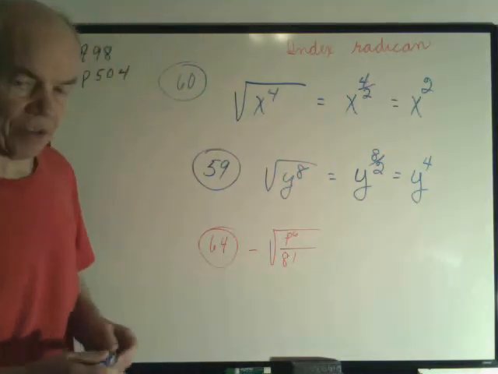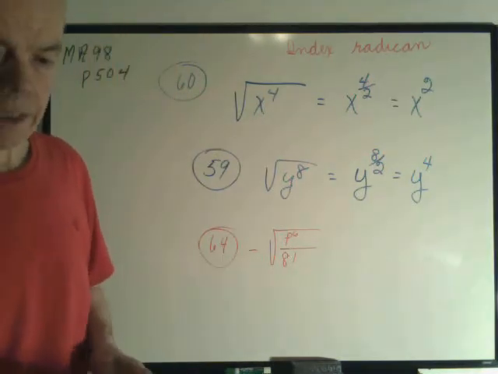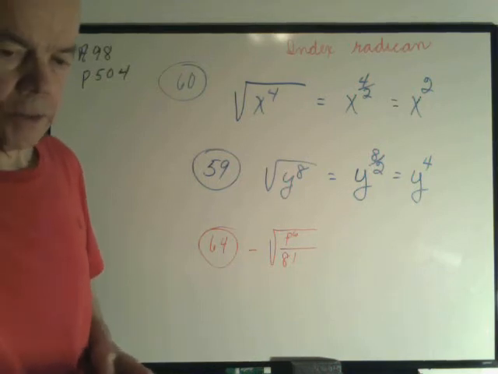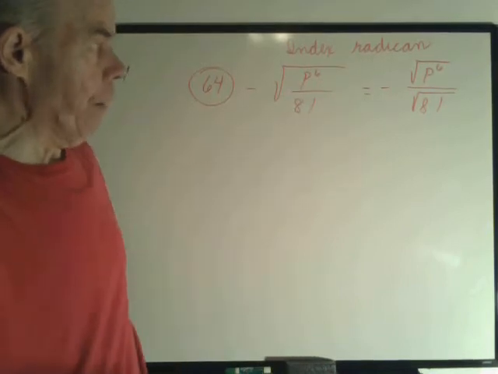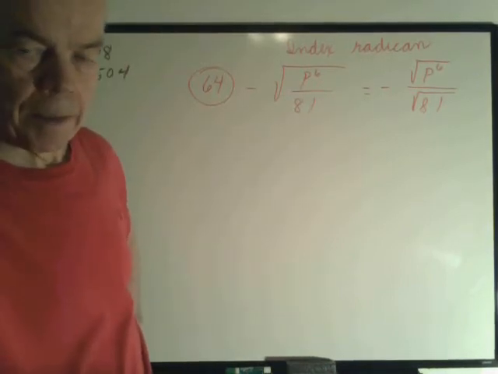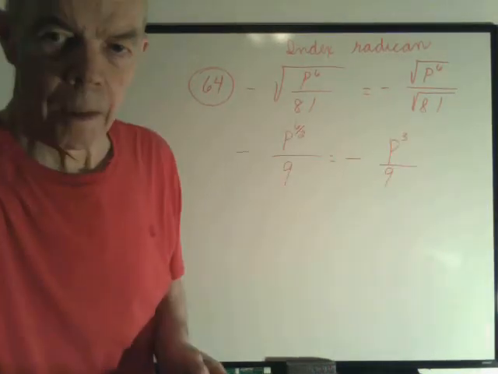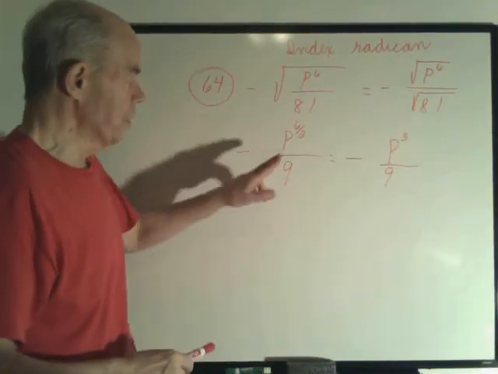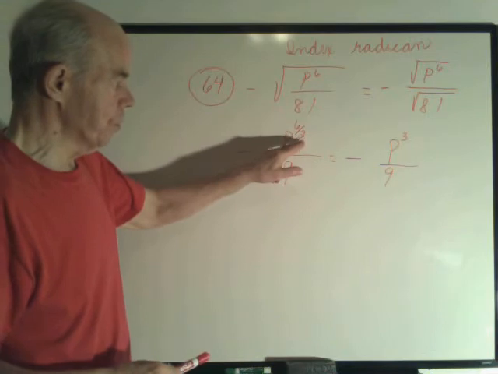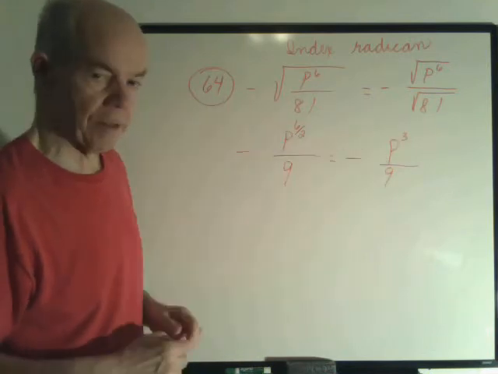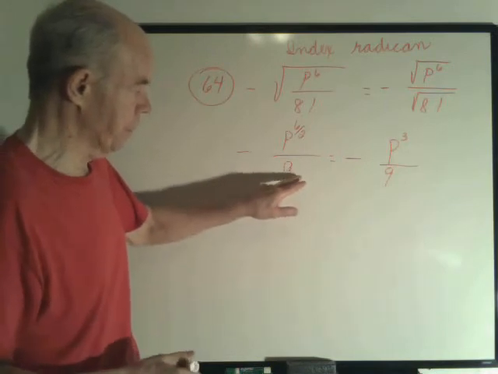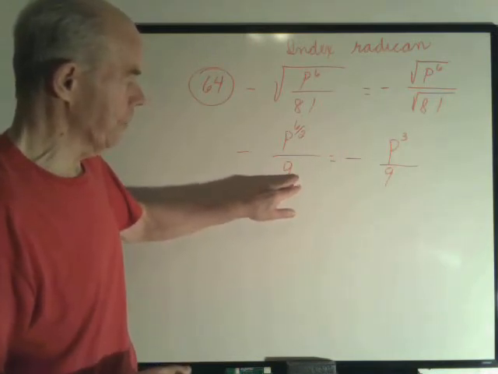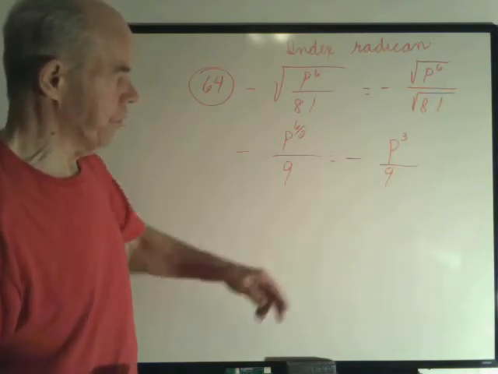Now try number 64. Pause the video, take a look at it, see how you do with it. I'll give you a hint. You can break it up that way. All right, so pause the video and see if you can figure out how to do it. All right, so it becomes p to the 6 over 2, which is going to give me p to the 3rd. And the square root of 81 is 9. I bring over the negative sign.